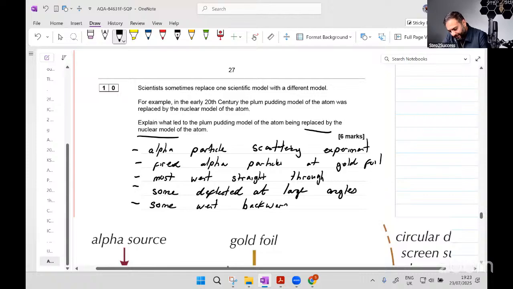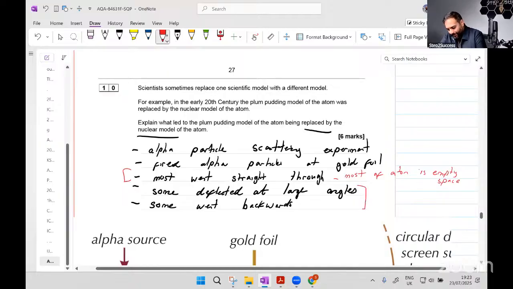And what that led them to believe, and this is the important bit of this, what they concluded from this was three things again. Firstly, I want to put it over here. Because most of them went straight through, they concluded that most of the atom is empty space because they just went straight through. Some of them deflected at large angles and some of them went backwards.